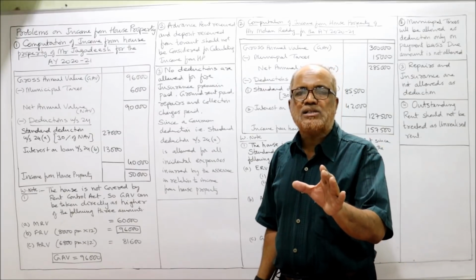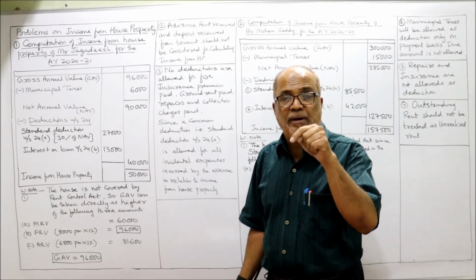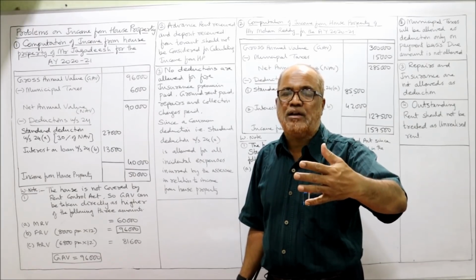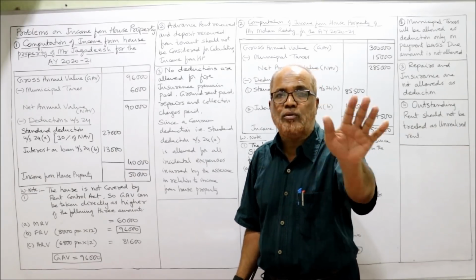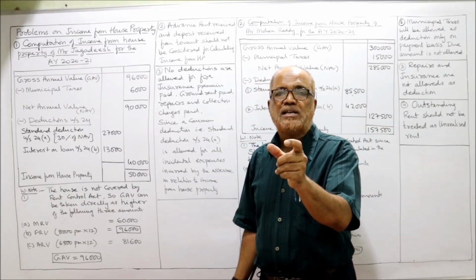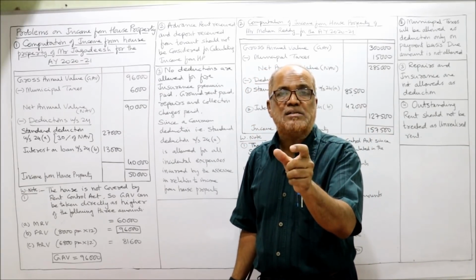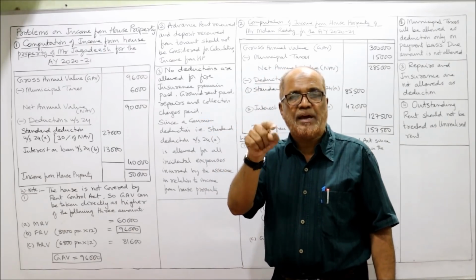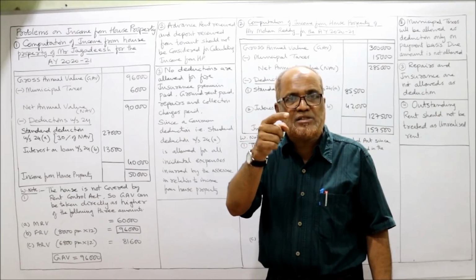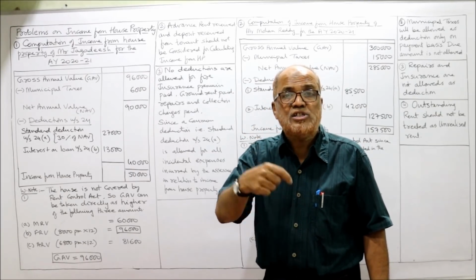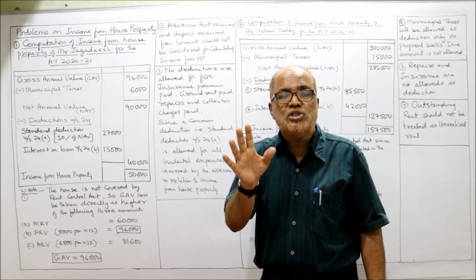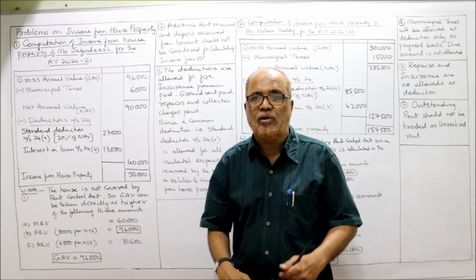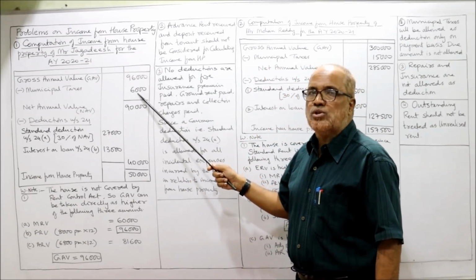Now remember, municipal taxes will be allowed as a deduction if they are paid by the owner. If, according to the agreement, they are required to be paid by the tenant, they will not be allowed as a deduction. Similarly, municipal taxes will be allowed only on a payment basis. If they are due, not allowed. So you have to remember 2 points. Municipal taxes are allowed as a deduction only if paid by the owner. If paid by the tenant, not allowed. Similarly, they are allowed only on a payment basis. If due, not allowed. So here, 6,000 rupees is paid.